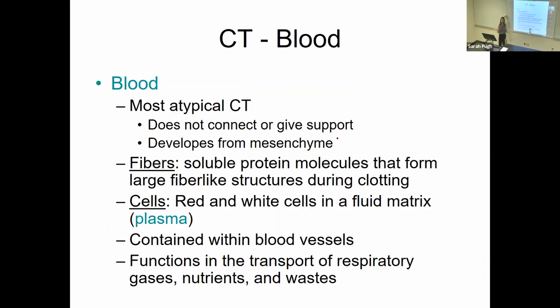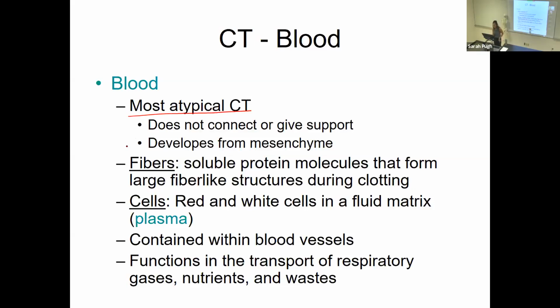And then our last connective tissue. We've done connective tissue propers, we've done our 3 kinds of cartilage, we've done bone, and now our last one is blood. Remember, I mentioned this on Monday, it is a very atypical connective tissue. It doesn't really connect or give support. Now, this is what your book says. I would argue that blood is a great connective tissue because it connects everything together.